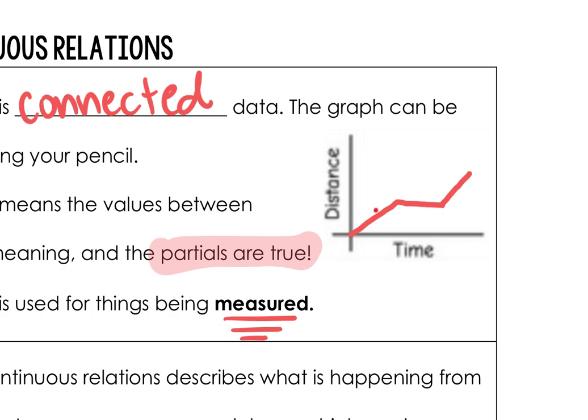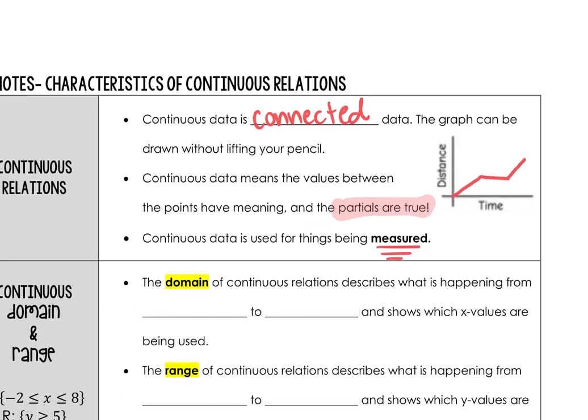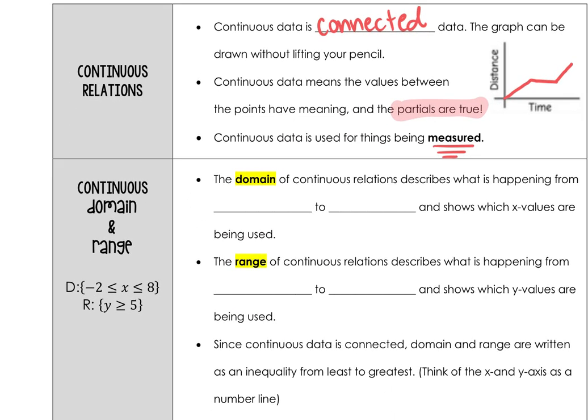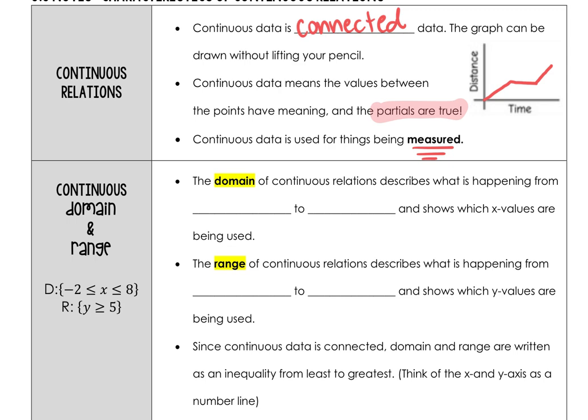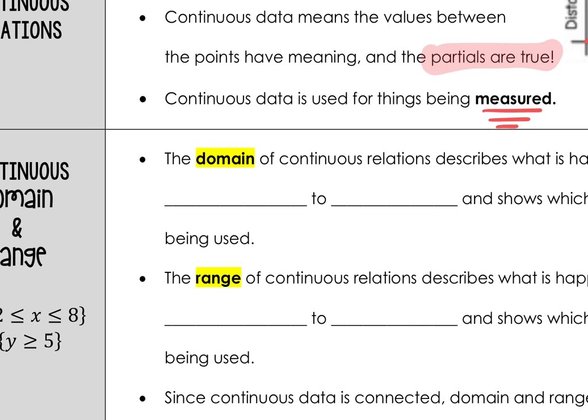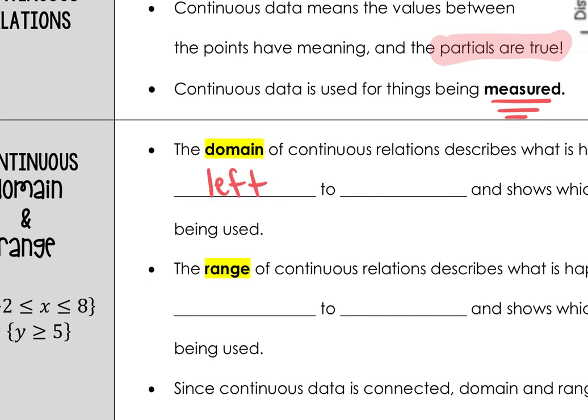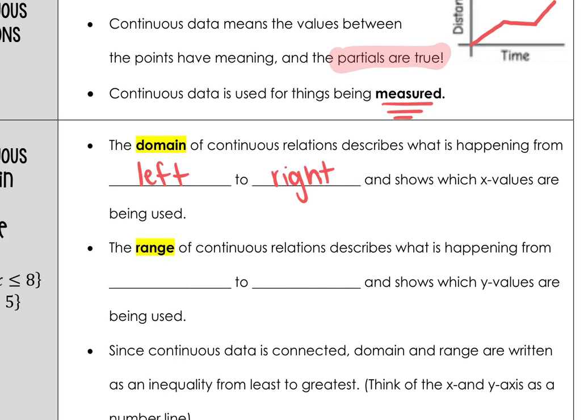Okay, so the first characteristic that we're going to look at with continuous graphs is domain and range, just like we did with discrete, but it's going to be a little different this time. So the domain of continuous relations describes what is happening from left to right. And it's showing us which x values are used in that relation. So domain is still representing the x's, and we're going to be looking left to right because we want to be looking least to greatest, just like with discrete.